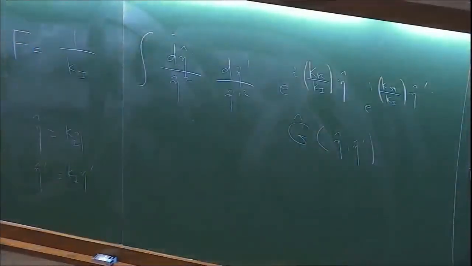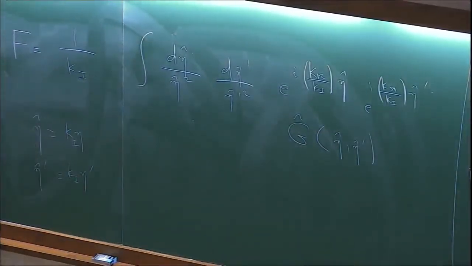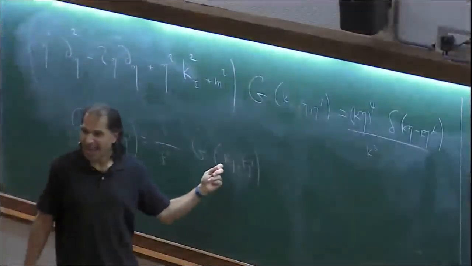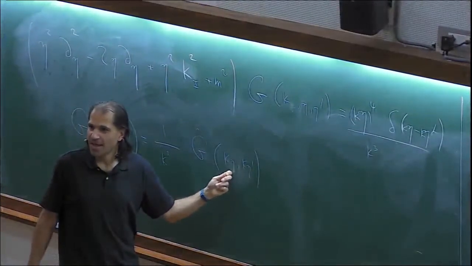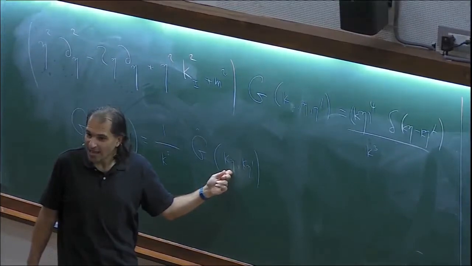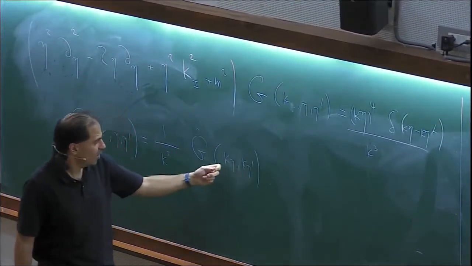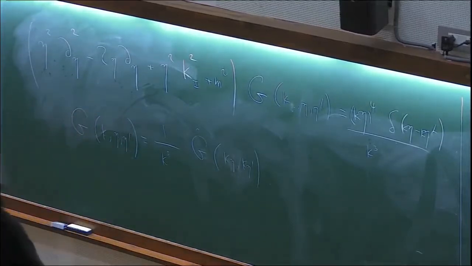Okay, so now what is our strategy? Well, we know that G satisfies this differential equation in eta, d d eta, but because G essentially only depends on eta via K eta, then clearly we should be able to trade derivatives with respect to eta with derivatives with respect to K. So that's what we're going to try and do.